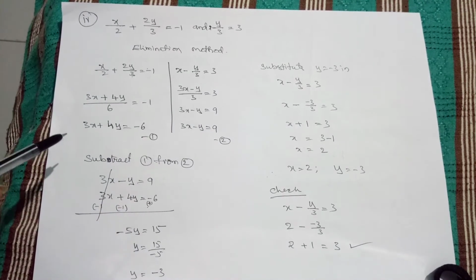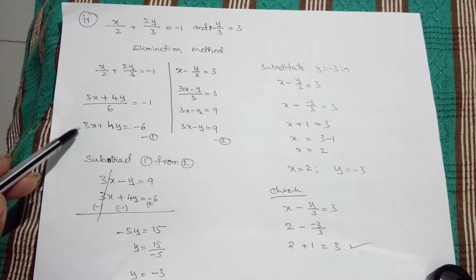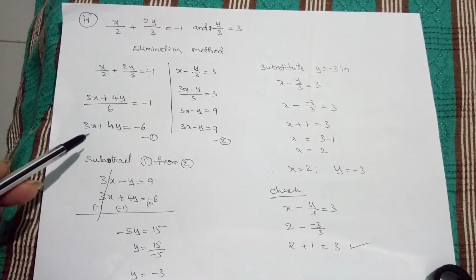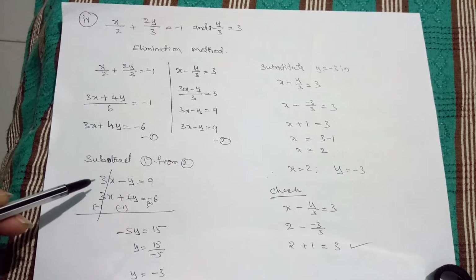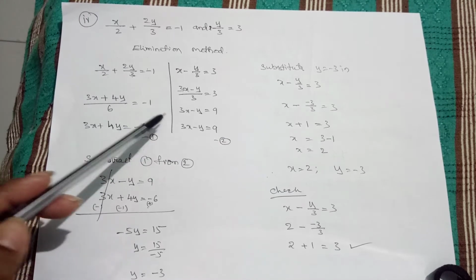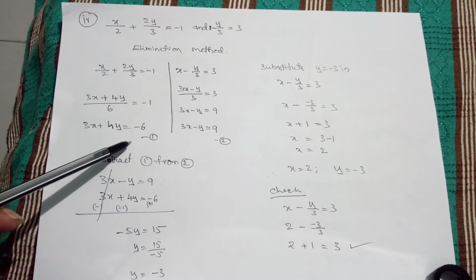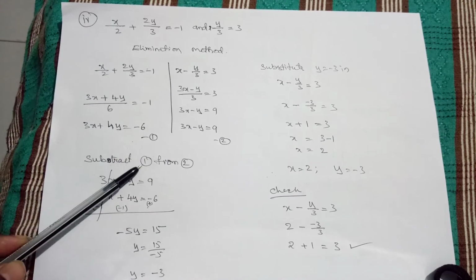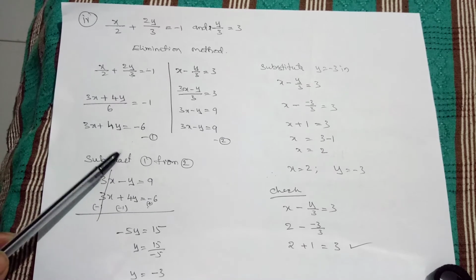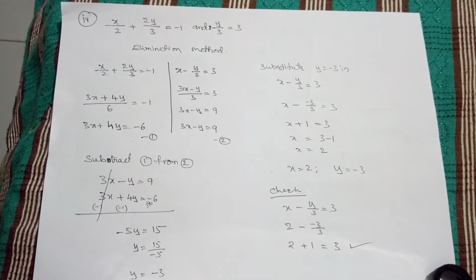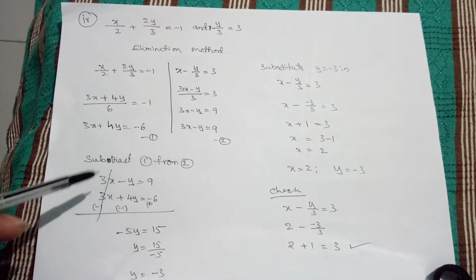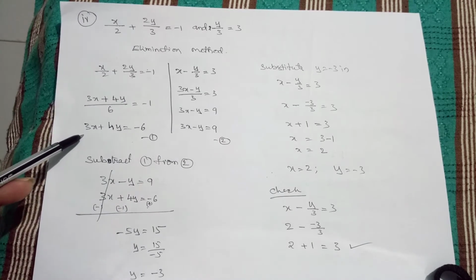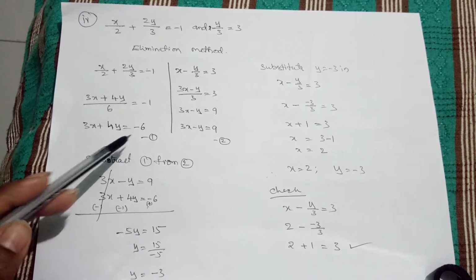Now we have to change the symbol of one of the 3x terms, that means we have to go for subtraction. Therefore, subtract the first equation from the second, or the second from the first, whatever it may be, there is no difference, but you should do it carefully. Now I have written 3x minus y equal to 9, and the second equation is 3x plus 4y is equal to minus 6.